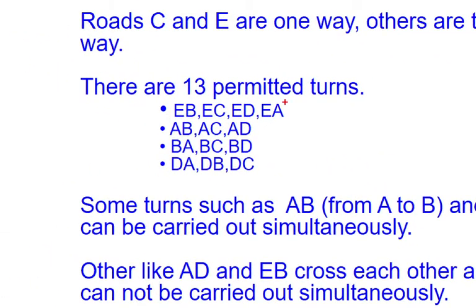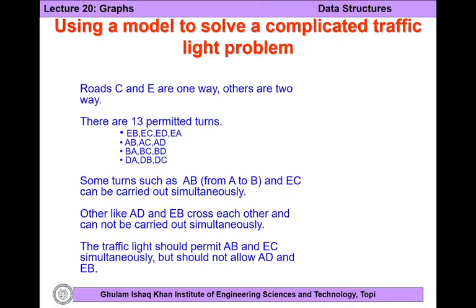So these are 13 permitted turns which can happen in this road network. For example, if you see EB, it means that you can go from E to B. This is a turn. We are not saying that it can happen simultaneously with any other turn. We are just listing these turns. For example, you see DC. So from D you can go to C. Like this is a permitted turn, right? So on and so forth.